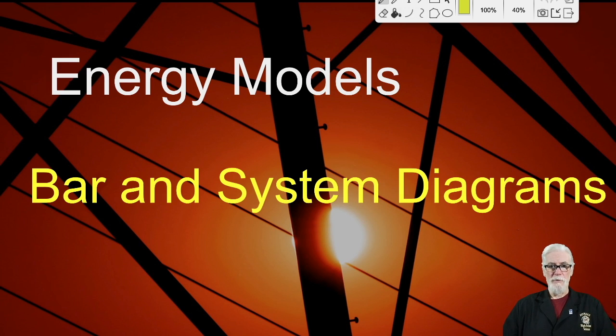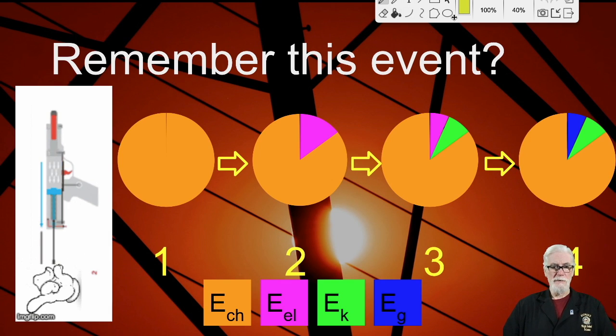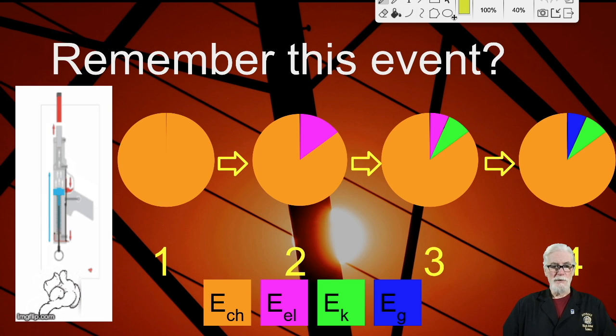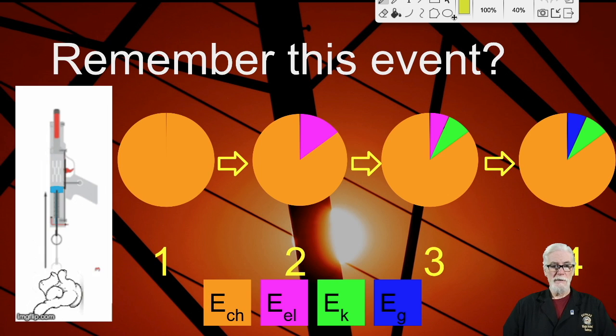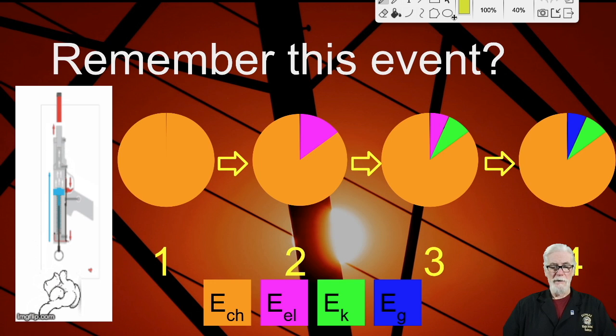And we'll also come up with a nickname for it that will make sense as we start to learn how to use it. Remember this event? We keep referring back to this in several videos now. The person is arming a spring-loaded dart gun. They release the spring that pushes a dart forward, and then the dart launches into the air.